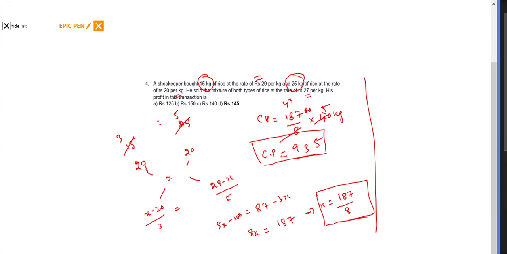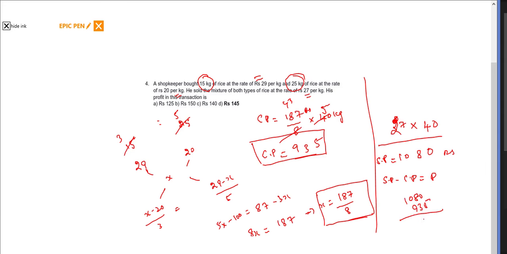What's his selling price? He sells them at 27 per kg, and he sells 40 kg of it. So 27, 54, 108, 1080 rupees is going to be his selling price. What's his profit? Selling price minus cost price is his profit. So 1080 minus 935 comes to 145 rupees. So that's our answer.